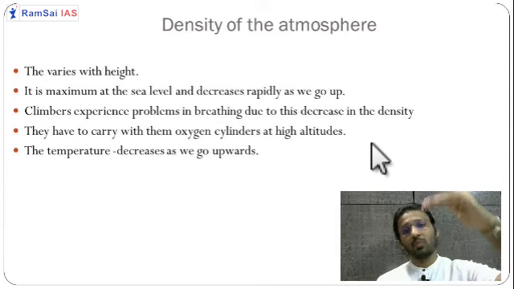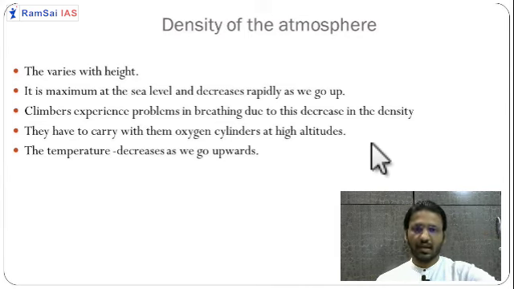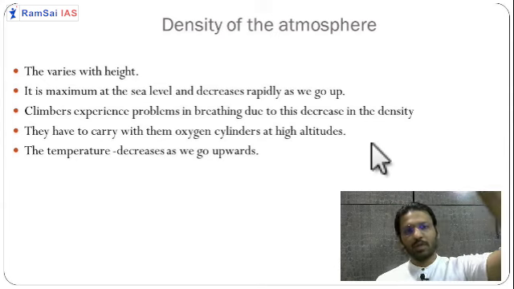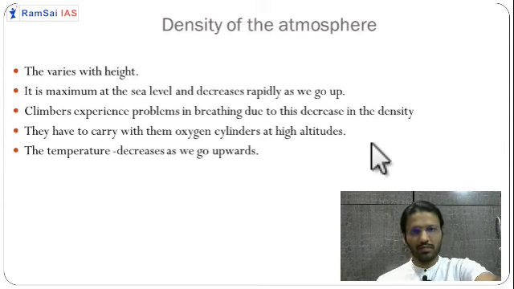So density of the atmosphere varies with the height. As we move upward, density decreases. As we come downward, density increases. So near the sea surface, you have the highest density of the atmosphere, and at the top of Mount Everest, we will have the lowest density of the atmosphere.